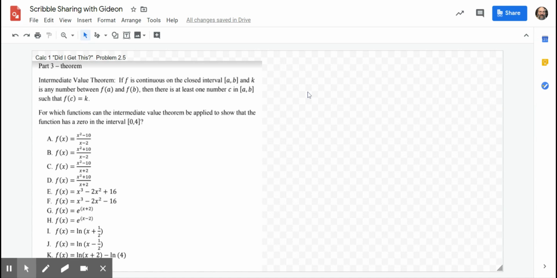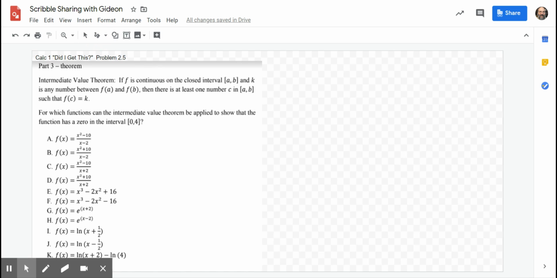This is part 3 of problem 2.5 in the Did I Get This for Calculus 1. This is about figuring out applications of the intermediate value theorem. It's written here for our reference, and let's read it the way we should read theorems. If, all right, that means these are things that have to be true for the theorem to be usable.